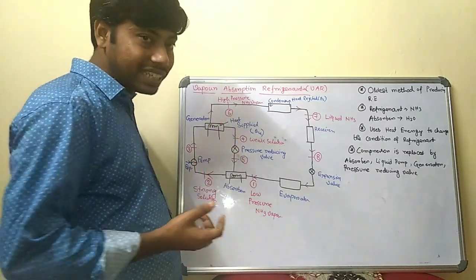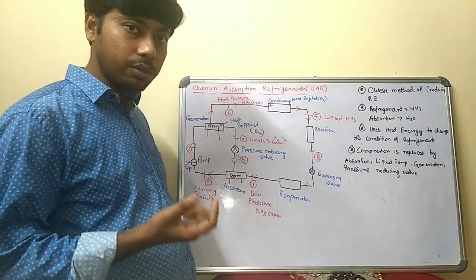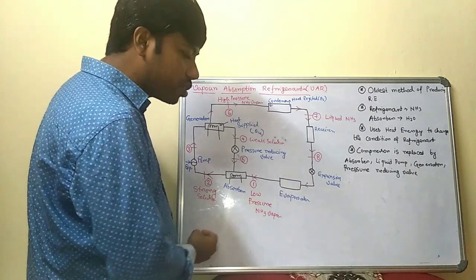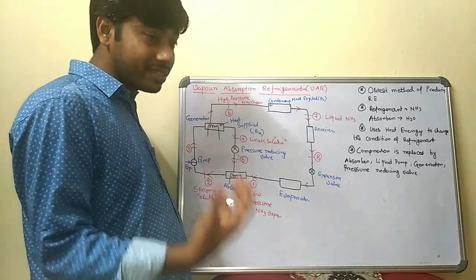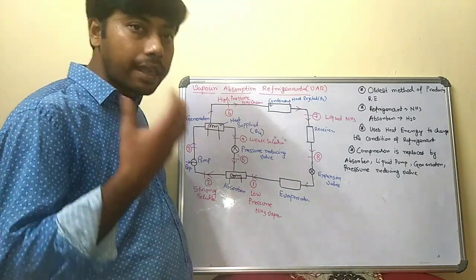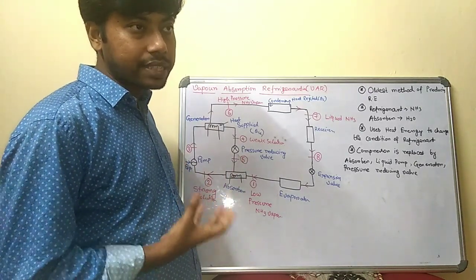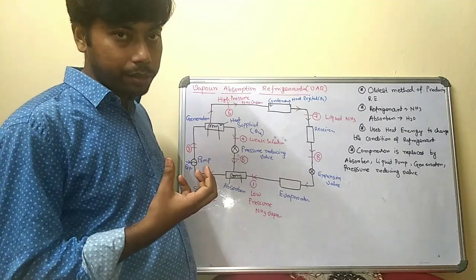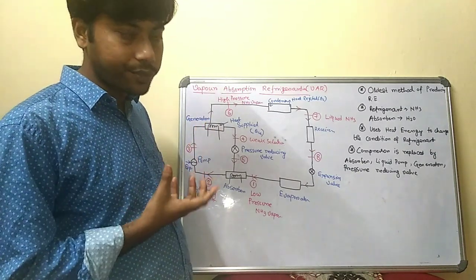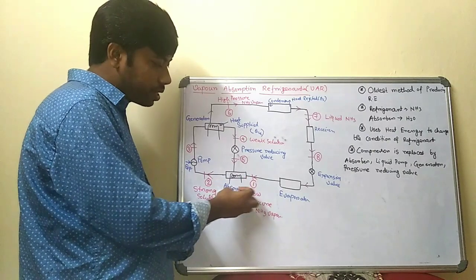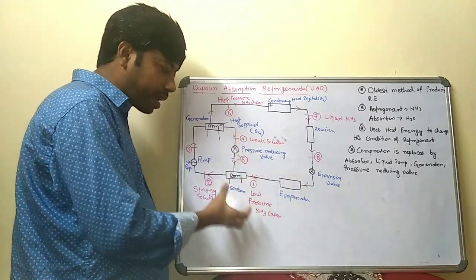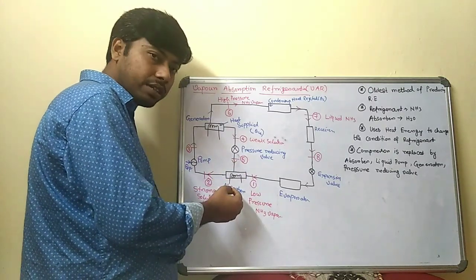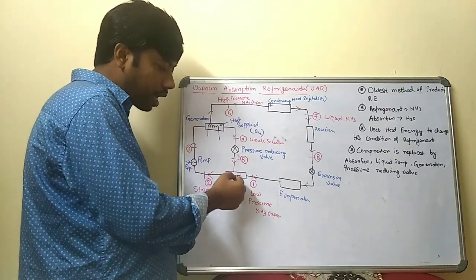In the absorber, the absorbing agent is water. Water absorbs the low pressure ammonia vapor. Why is water used? Because water has the maximum capability to absorb ammonia vapor. When it absorbs continuously from the evaporator, the temperature within the absorber increases.